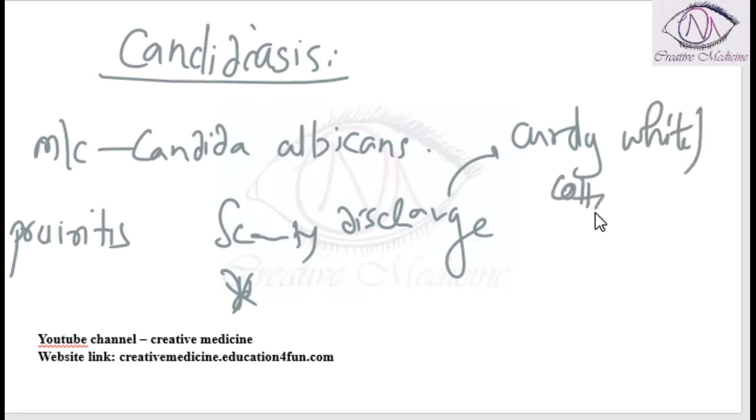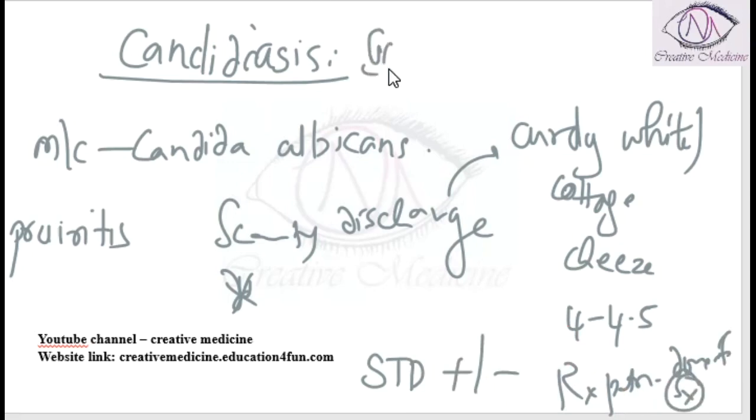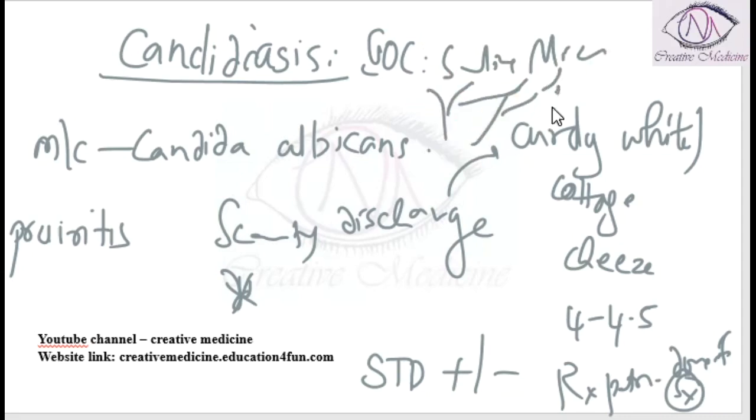The pH of the discharge is 4 to 4.5. Sexual transmission may or may not be present, so the treatment of the partner is done only if the symptoms are present. The investigation of choice for candidiasis is saline microscopy, where we see pseudohyphae in KOH staining, or spores.